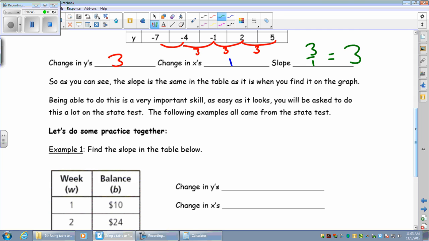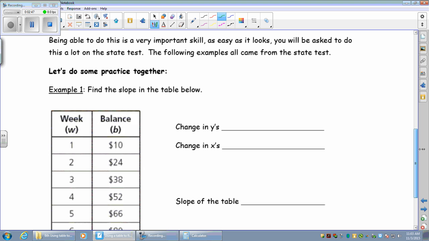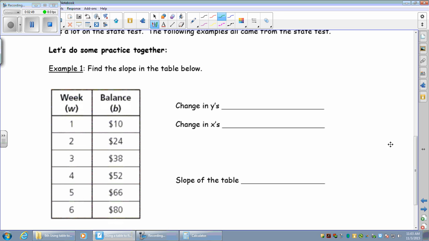Being able to do this is a very important skill, and as easy as it looks, you'll be asked to do it a lot on this year's state test. All these examples I copied and pasted off the state tests. So looking at this one, slope, the big thing that people do incorrectly is they forget that you're supposed to do the y's first. That goes on top because rise is y's.